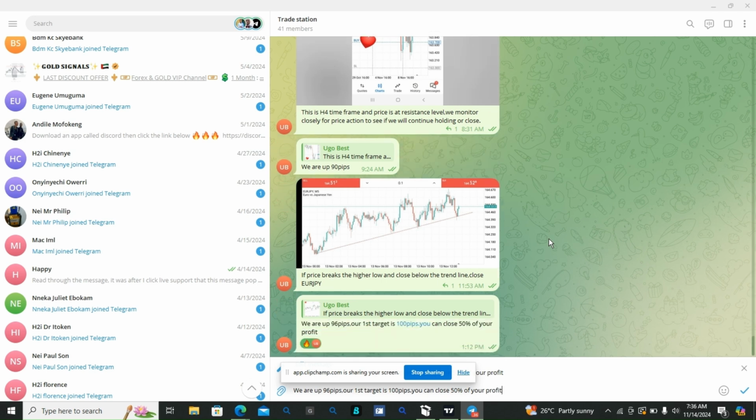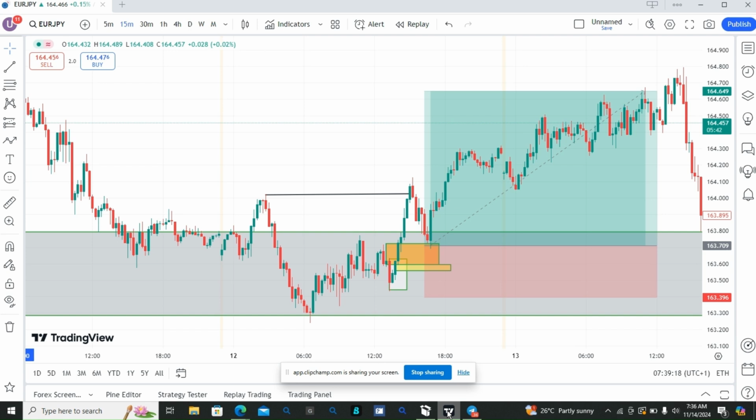Basically, this is how you can take your trades with ease of mind without having any problem. If you understand this price action, you make better decisions when taking your trades.